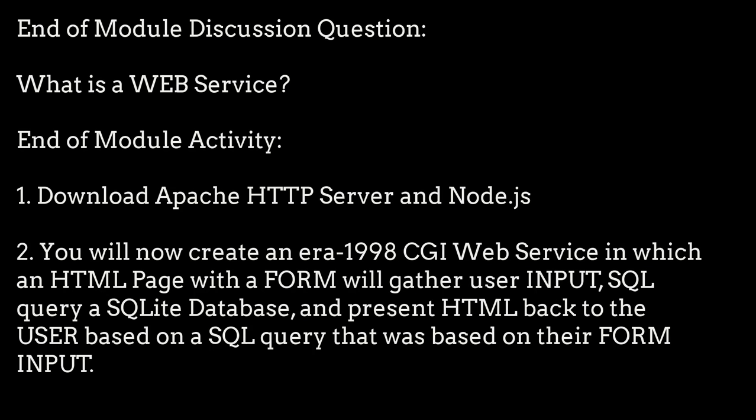End of module activity. 1. Download Apache HTTP server and Node.js. 2. You will now create an Add CGI web service in which an HTML page with a form will gather user input, SQL query a SQLite database, and present HTML back to the user based on a SQL query that was based on their form input.